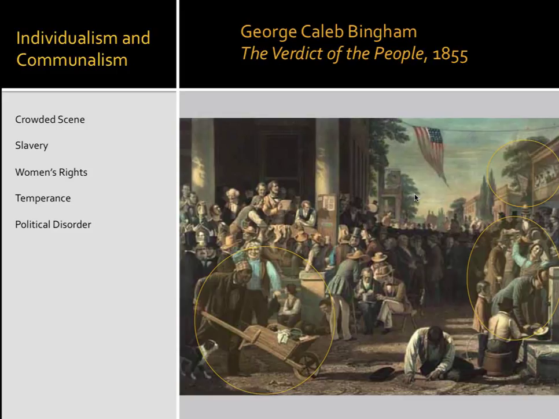So the painting, while it does feature individuals with unique expressions and identities, predominantly focuses on the larger communal American identity. And so thinking about this painting and its interactions between individualism and communalism opens up some cool interpretive possibilities.